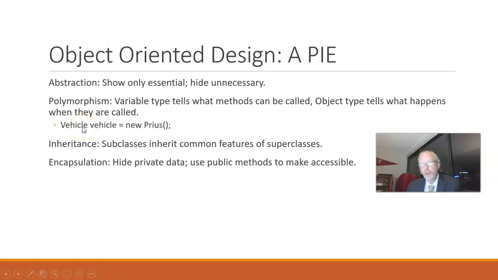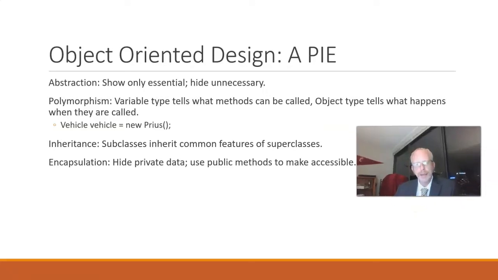What is vehicle with an uppercase V and then vehicle with a lowercase v? That's declaring a variable. Now what is new? That indicates we're invoking a constructor. A constructor has the same name as the class itself. So here we're saying new Prius. So we're taking a Prius object and we're putting it into a vehicle data type.